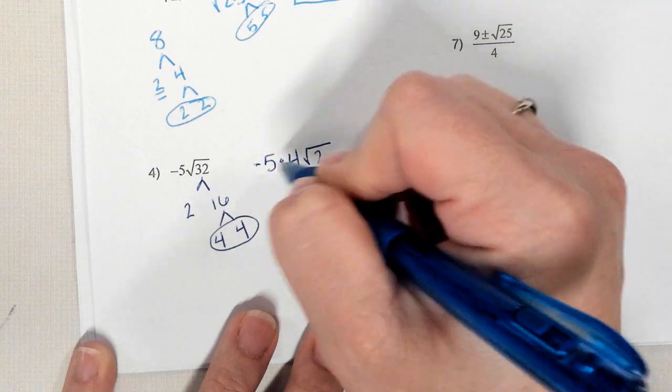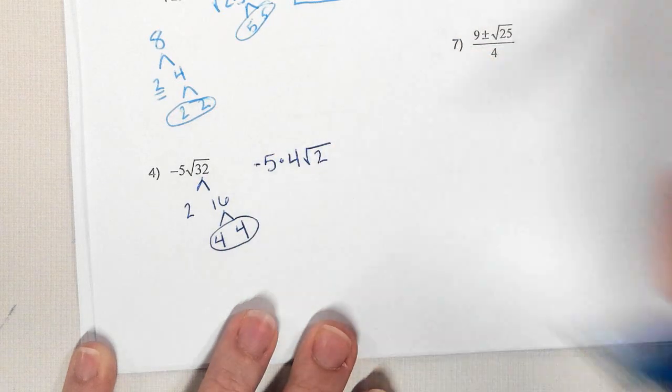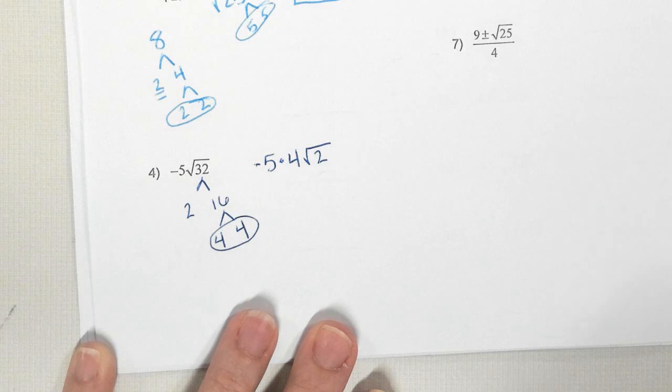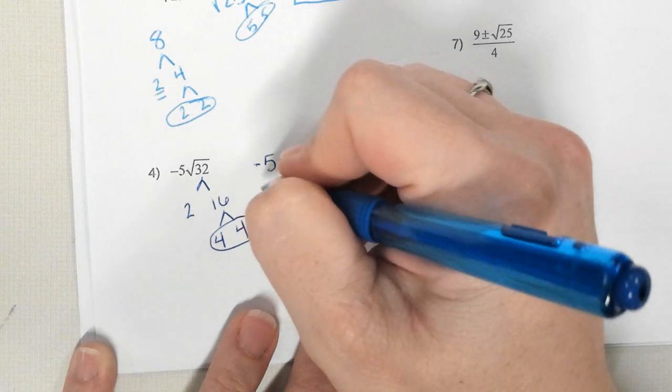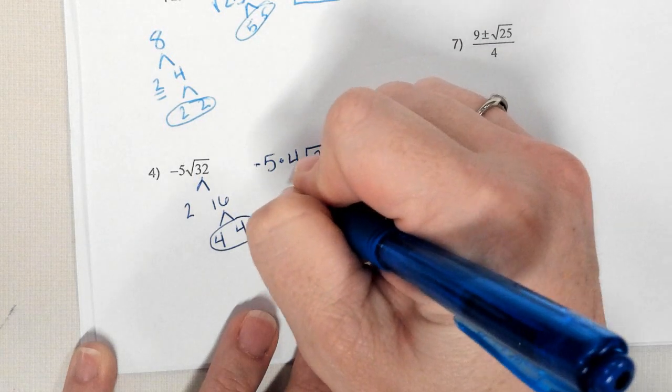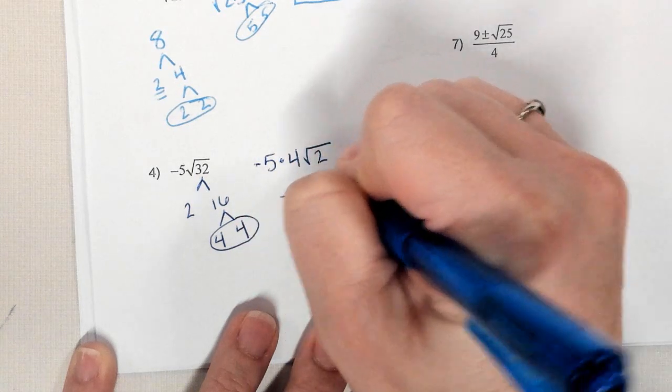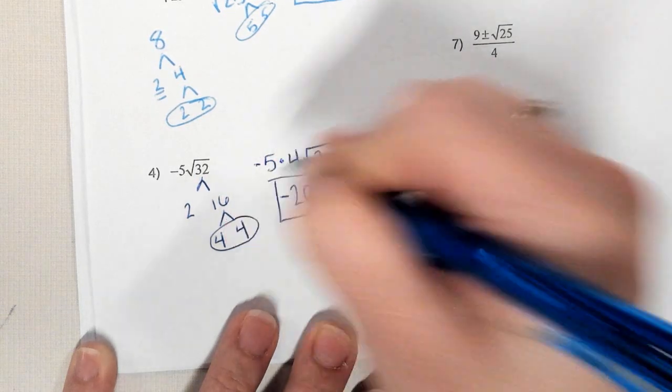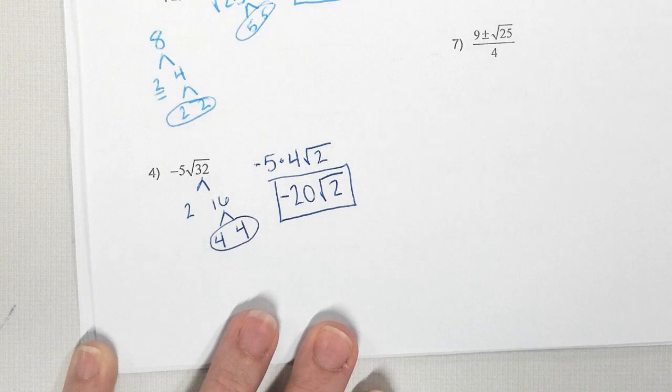2. Now, we can simplify this because with multiplication and division, remember, they don't have to be like terms. So what's negative 5 times 4? Negative 20. Negative 20 square root of 2, there is your answer. So you multiply what's on the outside. Yep.